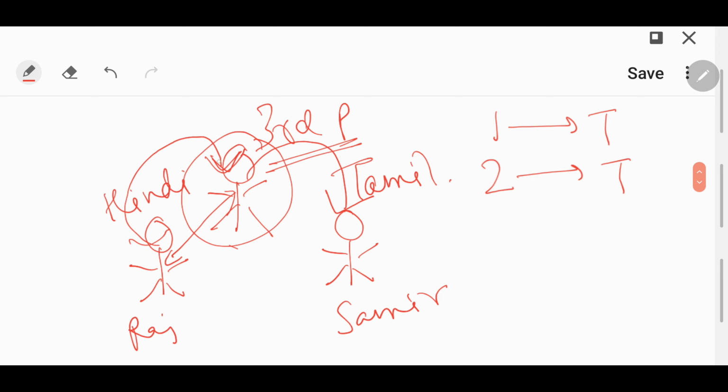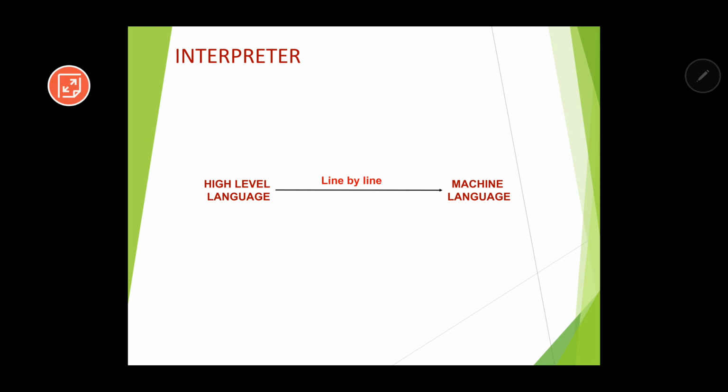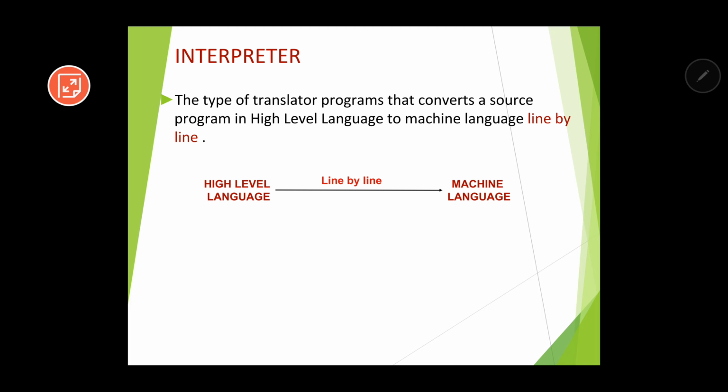So translation can happen two ways, at once also, line by line also. If translation happens at once, then it is the work of a compiler. If translation is happening line by line, then it is the work of an interpreter. Okay, so if translation happens line by line, it is done with the help of whom? It is done with the help of an interpreter. So let's go to the definition. The type of translator program that converts a source program in high level language to machine language line by line is known as an interpreter.